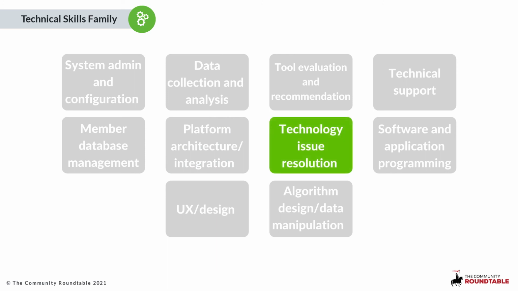Technology issue resolution is the ability to recognize and communicate technical issues with platforms and tools in a way that technical staff can understand and follow up to ensure resolution. Software and application programming is the ability to develop software to create web pages, algorithms, or applications that extend, support, or sustain the community. UX and design is the ability to design web pages, software applications, or processes that make tasks and behaviors easy, enjoyable, and intuitive for the user.